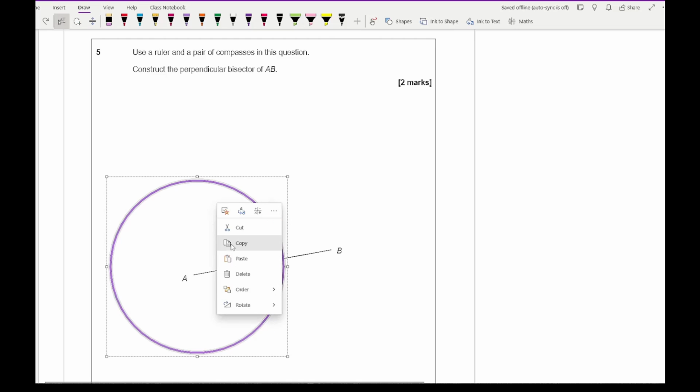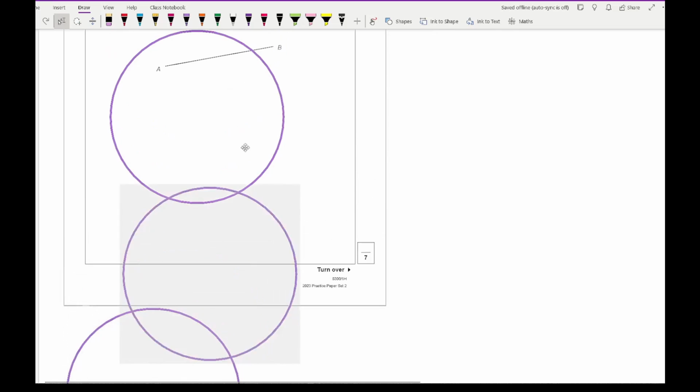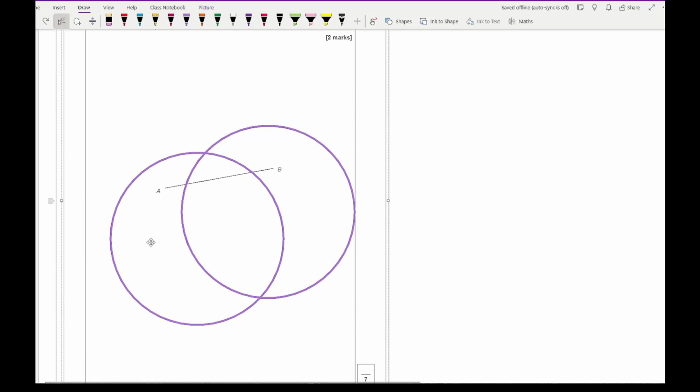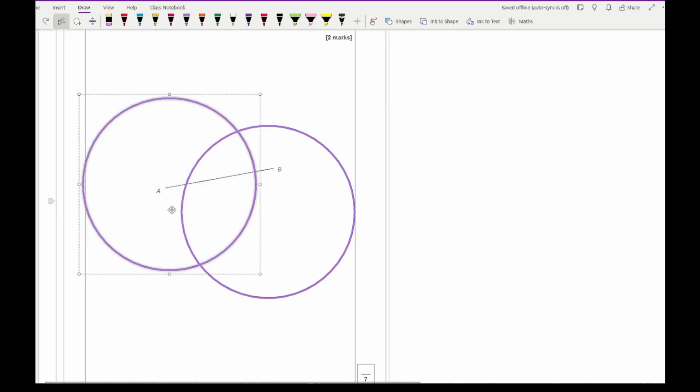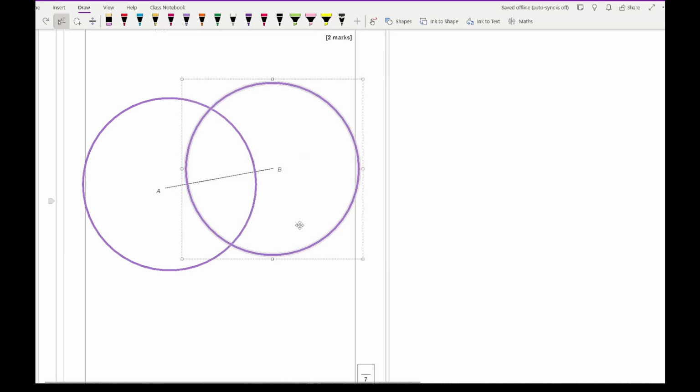Then what you need to do is draw the same circle without adjusting your compass. Let me just do this a little bit better. So that's with the centre of A, and this is with the centre of B, so you should have something that looks like this. Now again, as long as your circle goes more than halfway between A and B, then that should be absolutely fine.